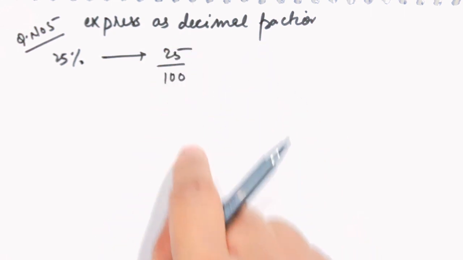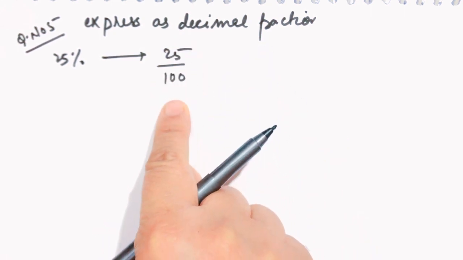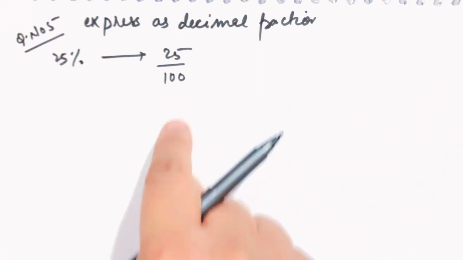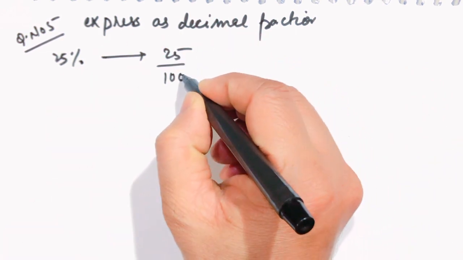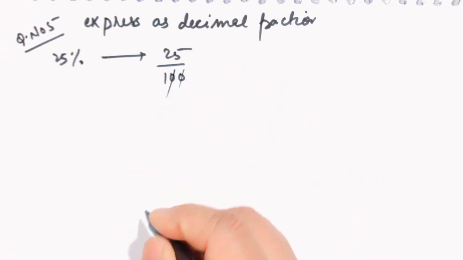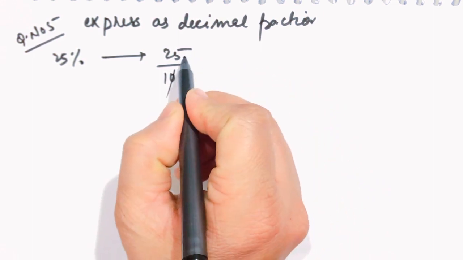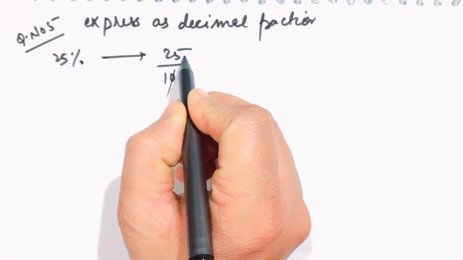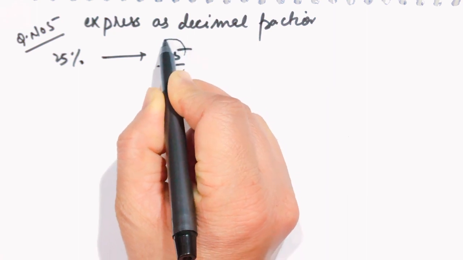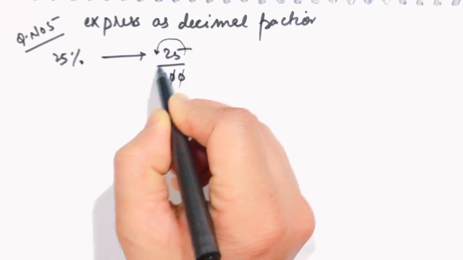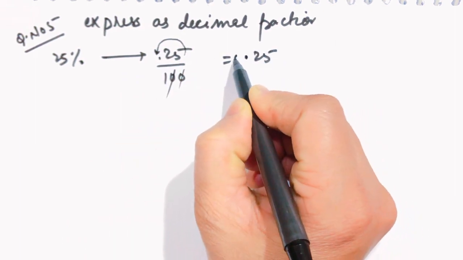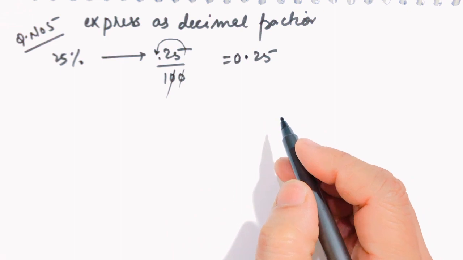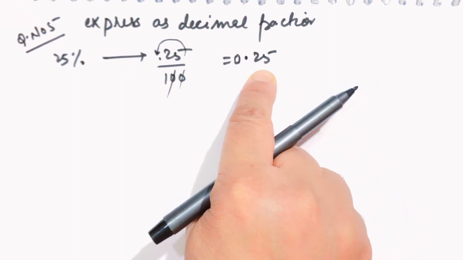Here we are not going to cancel it because I do not want my answer to be in fraction. Instead, I will just put the decimal. So let's put the decimal. The decimal which is present at the end of a particular number will move two places towards the left hand side, which will be equal to 0.25. This is your decimal number.